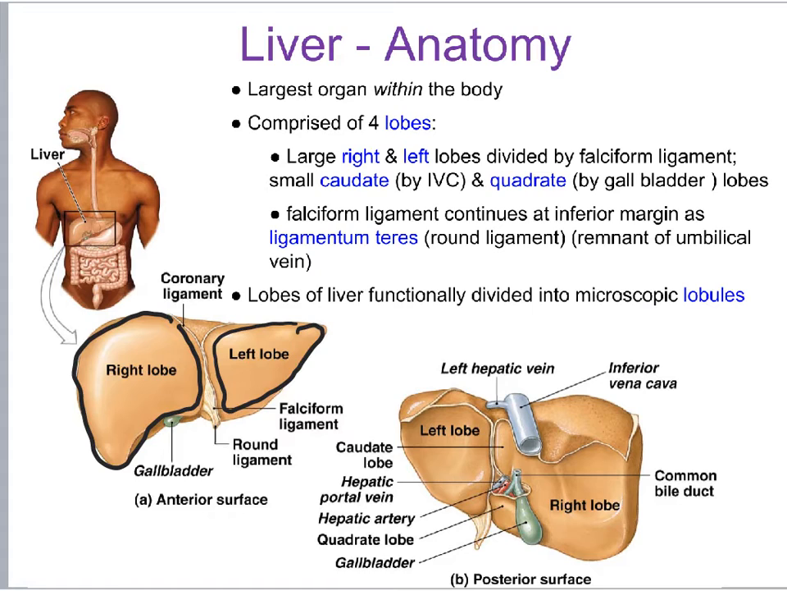And it's divided by a piece of connective tissue called the falciform ligament. It's not a ligament in the true sense that it anchors bone to bone. This is just a connective tissue structure holding the 2 lobes together. If you were to look at a posterior view of the liver over here on the right, you're able to see the remaining lobes. There is what we call the caudate lobe right here, and then the quadrate lobe. So those are the 4 lobes of the liver.